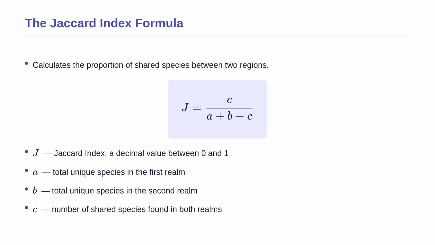Here, J is the Jaccard Index, which always falls between 0 and 1. The variable A represents the total unique species in the first realm, while B represents the unique species in the second realm. The variable C is the number of shared species found in both. If the number of shared species increases, the index gets closer to 1, meaning the realms are very similar. If they share nothing, the index is exactly 0.